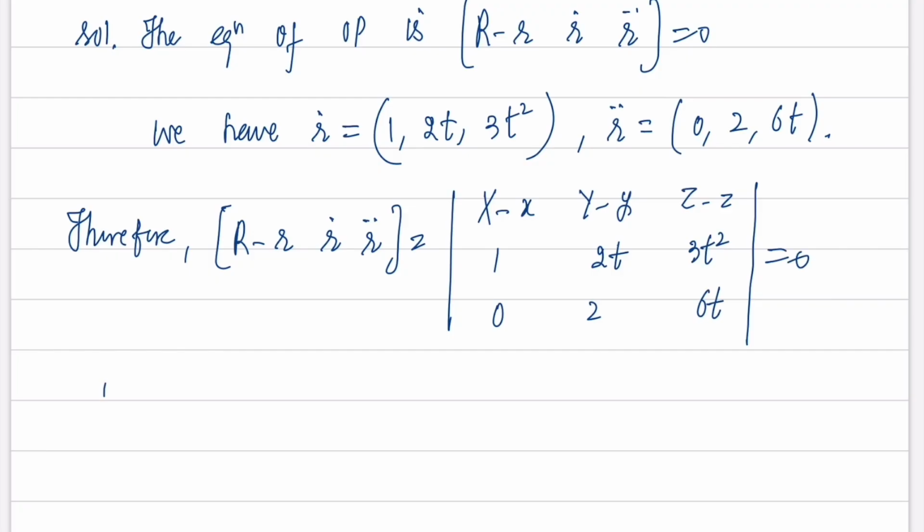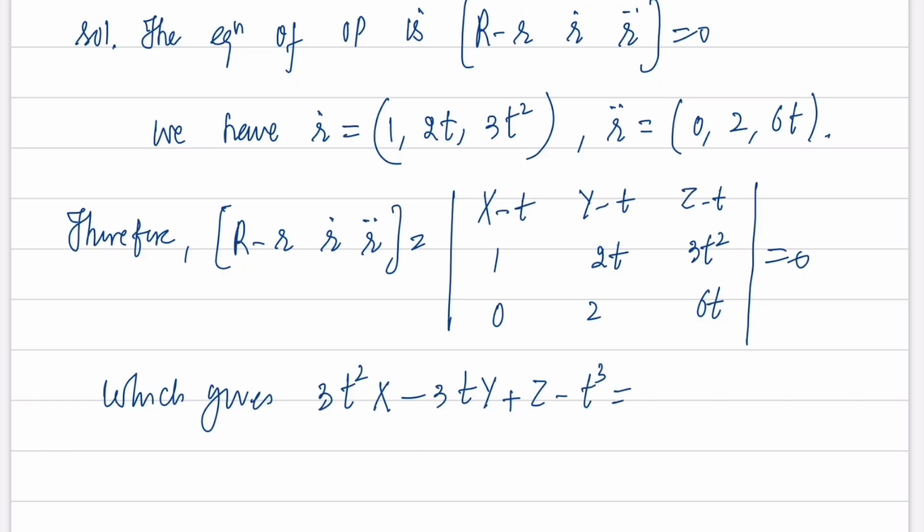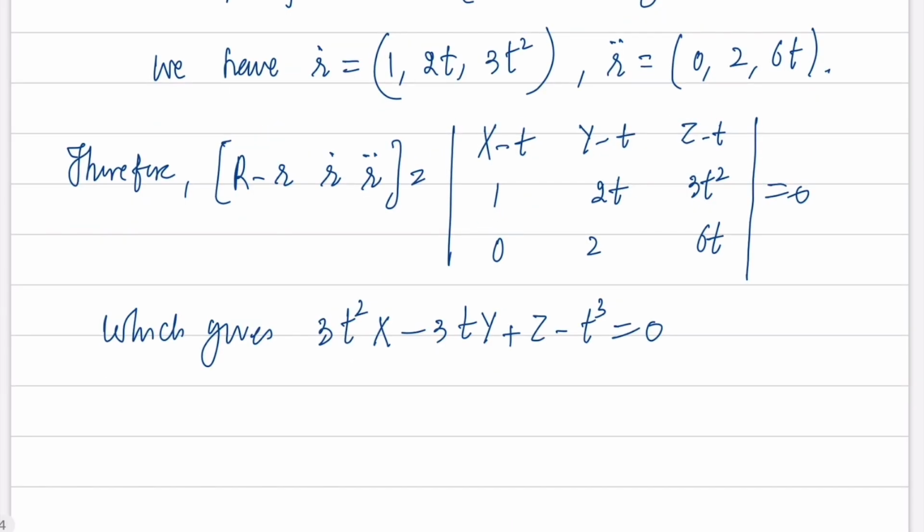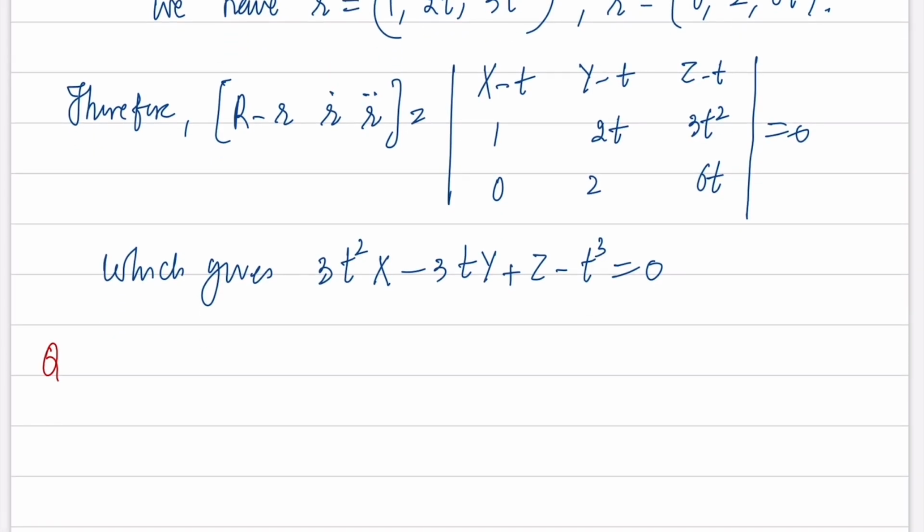This is equal to 0, which on evaluation gives the equation, we can write this as x minus t, y minus t, z minus t. Now this gives 3t square x minus 3ty plus z minus t cube is equal to 0. So this is the equation of the osculating plane to our given curve at any point t. Now if we have some fixed value of t, we can similarly find the equation of an osculating plane at that point.